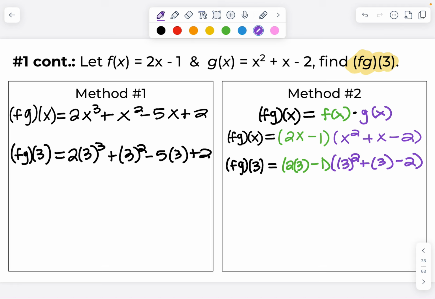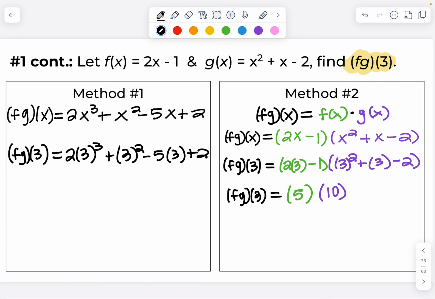Now, method 2 is great, again, when we haven't already multiplied f times g. When we simplify this out, let's look at what each of these functions simplifies to first when we plug in 3. So notice 2 times 3 minus 1 is going to give me 6 minus 1, which gives me 5. When I do this, 3 squared is 9, plus 3 is 12, minus 2 is 10. So we get f times g of 3 is 50.